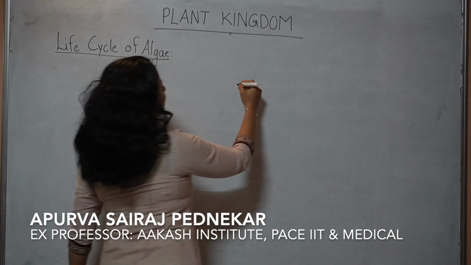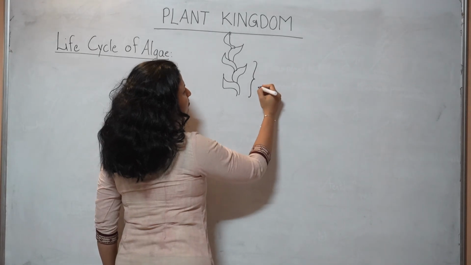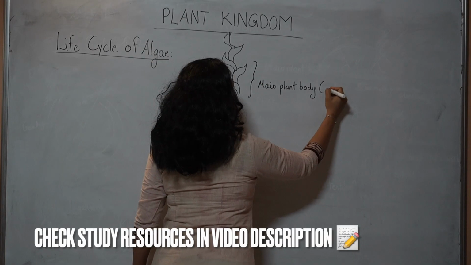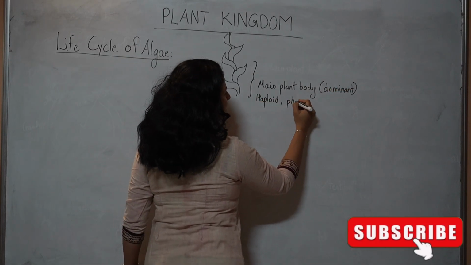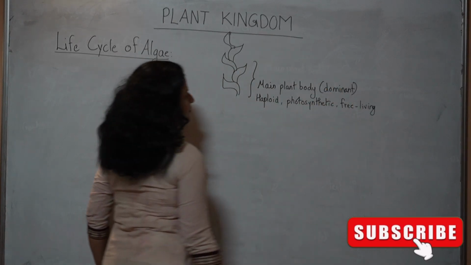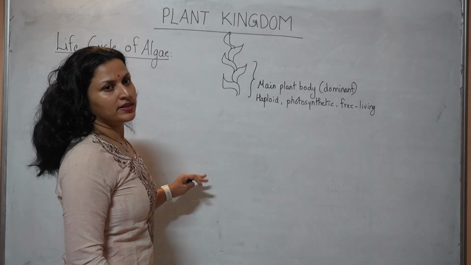So in this class we are going to look at the life cycle of algae. Consider these are algae, giant sea kelps. This is its main plant body, also called the dominant plant body. It is haploid, photosynthetic, free-living. The main plant body of the algae is a haploid, free-living, photosynthetic plant body.